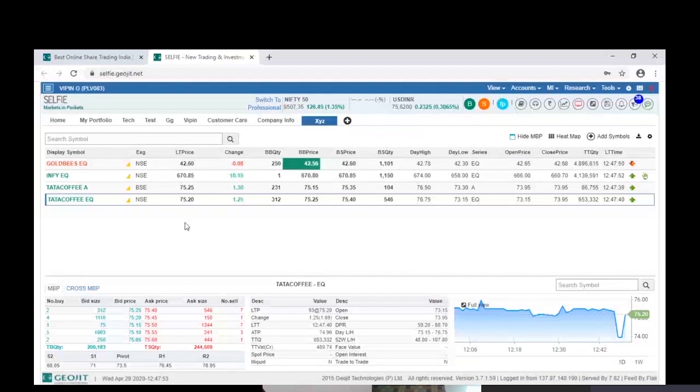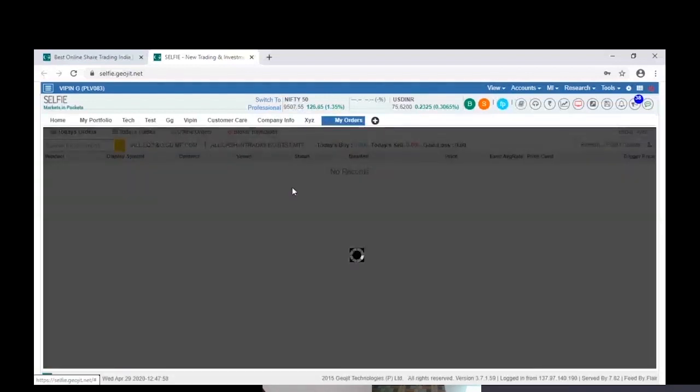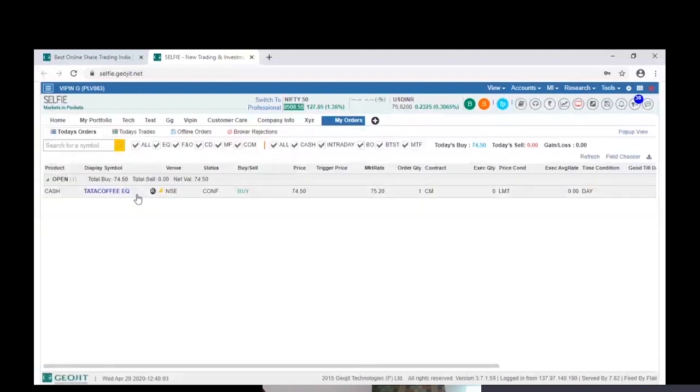Whatever orders we have placed today will appear here. Tata Coffee is a buy order which is confirmed at the exchange, and the price matches the rate which you have given, so it will get executed. Now suppose I would like to modify this order. I can either click on the yellow button out here, that is modify order, or I can right click and choose modify order.